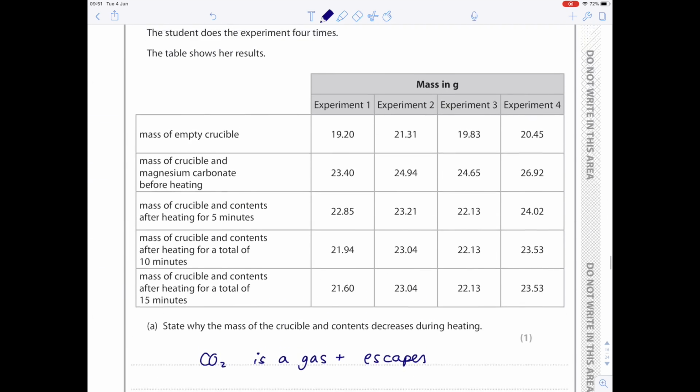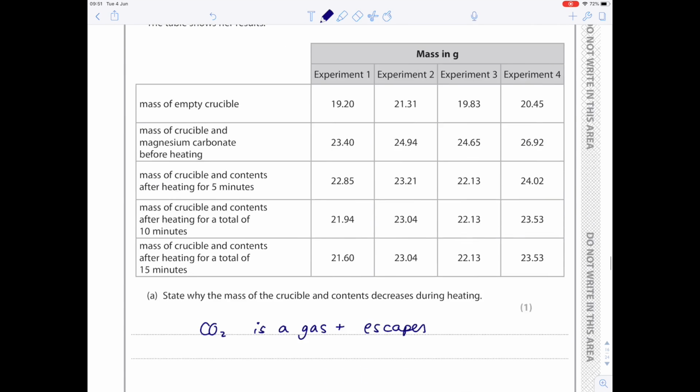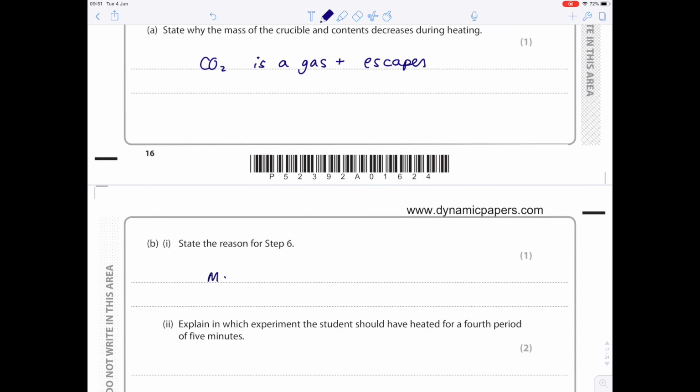State the reason for step 6. Repeat steps 4 and 5 until the mass of crucible and contents does not change. Okay, when it doesn't change, it means that the magnesium carbonate must have fully decomposed.